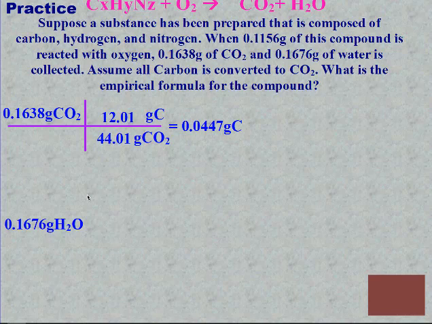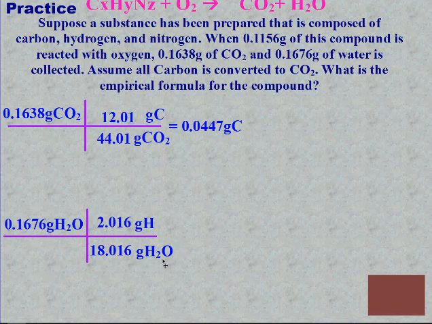Now we're going to do the same thing for water. The difference is we have grams of water on the bottom and grams of hydrogen. Of that 18.016, 2.016 was due to hydrogen. So notice I have the mass of 2 hydrogens because there were 2 hydrogens in water. Multiplying and dividing, I get my mass of hydrogen.